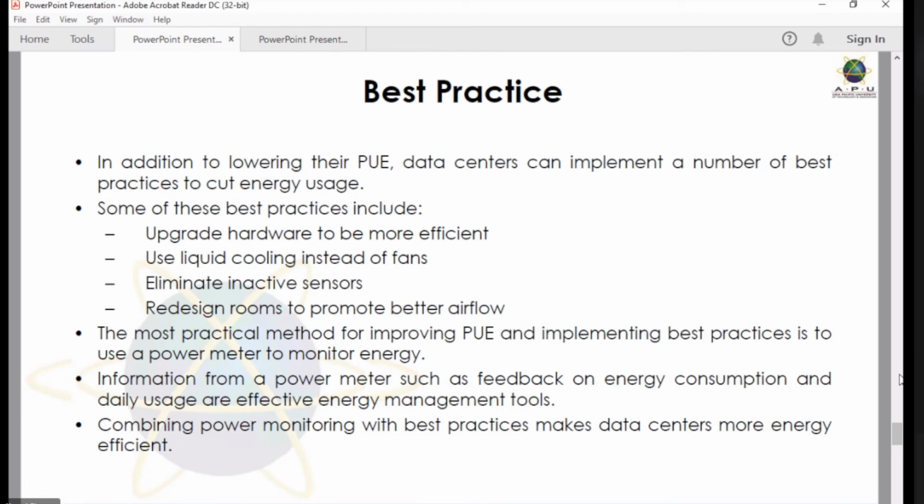Combining power monitoring with best practice makes data center more energy efficient. कहाँ कहाँ कति कति युज भइरहेछ भने मोनिटर पनि गर्ने होइन, अनि त्यसलाई के गर्ने पर्फर्मेन्समा प्र्याक्टिकली इम्प्लिमेन्ट गर्न खोज्ने. ओके, सो दिस विल प्रोभाइड यु विथ मोर एनर्जी इफिसियन्ट data center.